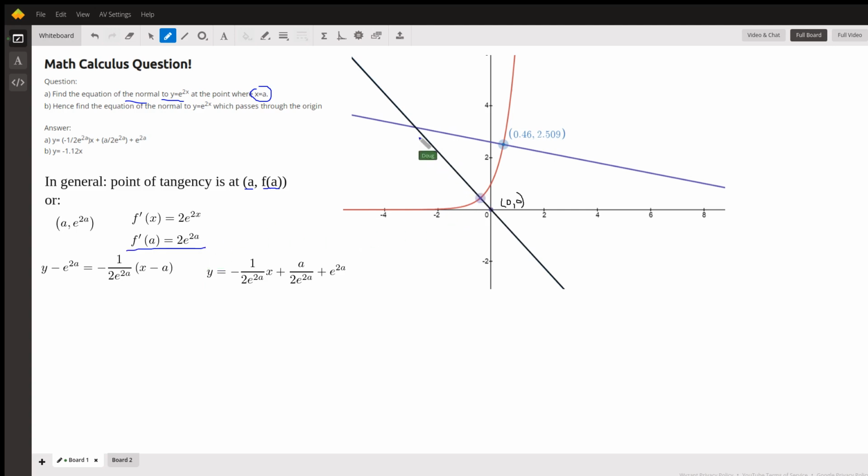But we want the slope of the normal line, which will be the negative reciprocal. So that's what this is right here, the negative reciprocal of the slope of the tangent line. Here's point slope. There's the y coordinate of the point of tangency. There's the x coordinate of the point of tangency.